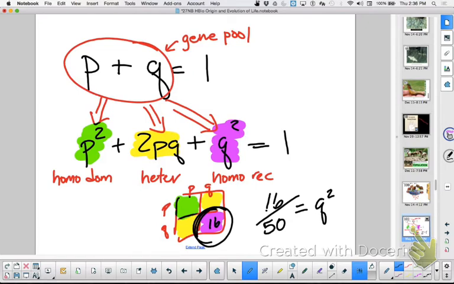All I would do, take your calculator: 16 divided by 50 is 0.32. So 32% of this population is the homozygous recessive. If I take the square root of that, it comes out to 0.56. So that means Q is 0.56. Well then that means that the frequency of P has to be what?